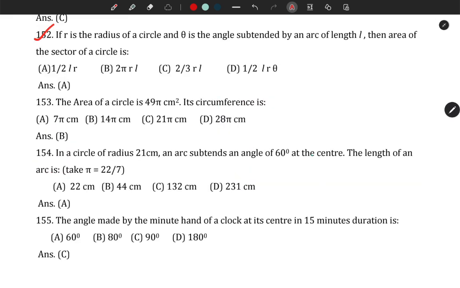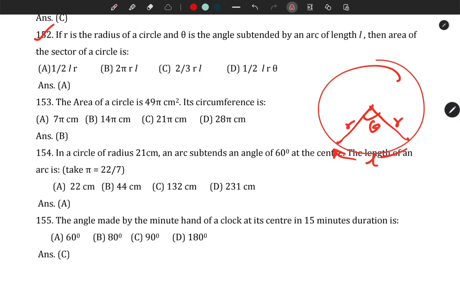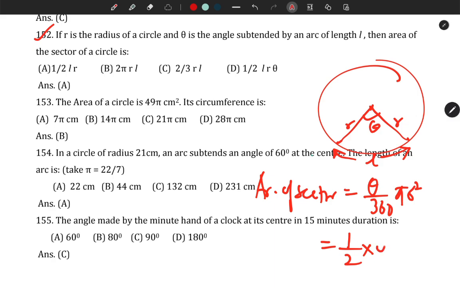Next question, if r is the radius of a circle and theta is the angle subtended by an arc at the center. So this is theta here, this is the radius, length of the arc is L. So area of the sector. Now area of sector has two formulas. One is theta by 360 pi r square, and the other is half into length of arc into radius. So in this case they have given us this one, half L into r.